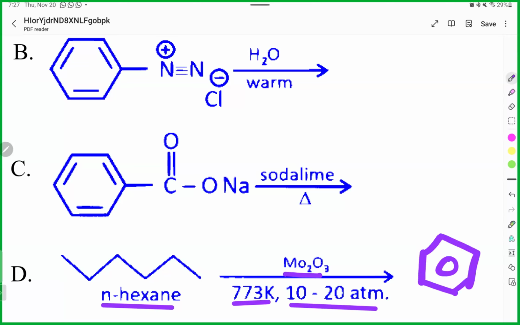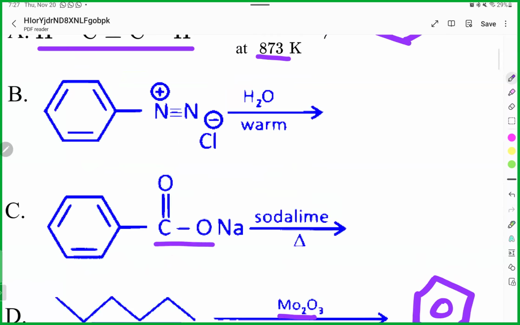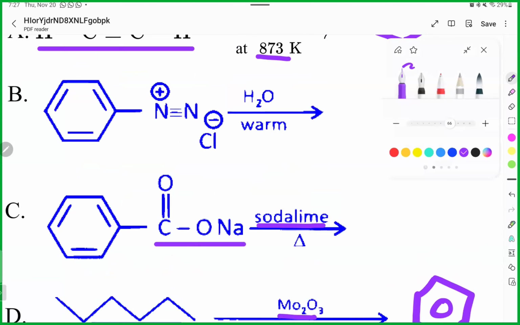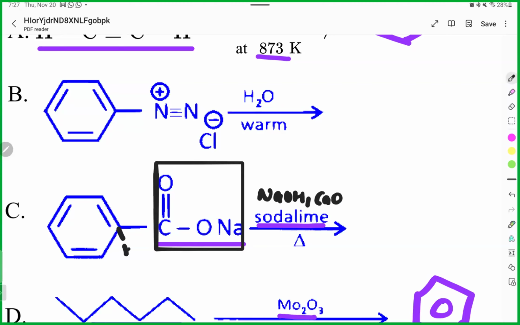Benzene, reforming, aromatization. We just did this. Chandana, if you take this with soda lime, what is soda lime? NaOH and calcium oxide. Correct? What will be the product? You remove this part and add hydrogen here. We just did this reaction.